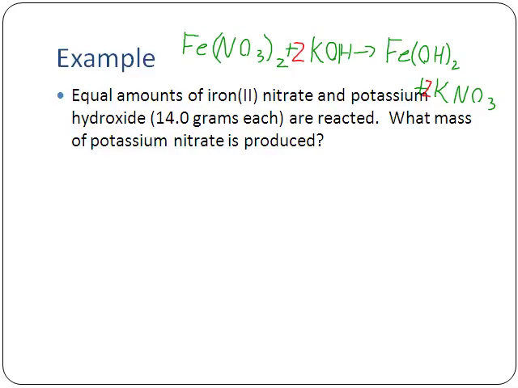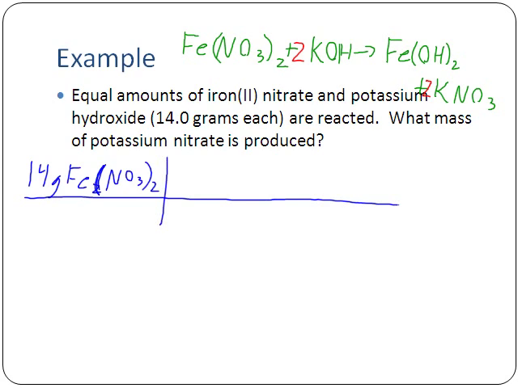Next step is let's figure out which one's going to limit. We know we have 14 grams of iron 2 nitrate and 14 grams of potassium hydroxide. It doesn't matter which one we start with. Let's say we're going to use the iron 2 nitrate. So let's start with the iron 2 nitrate, 14 grams. So I have 14 grams of iron 2, whoops, FeNO3, that's not right. Let me put a little parentheses there, ignore that. Fe(NO3)2.